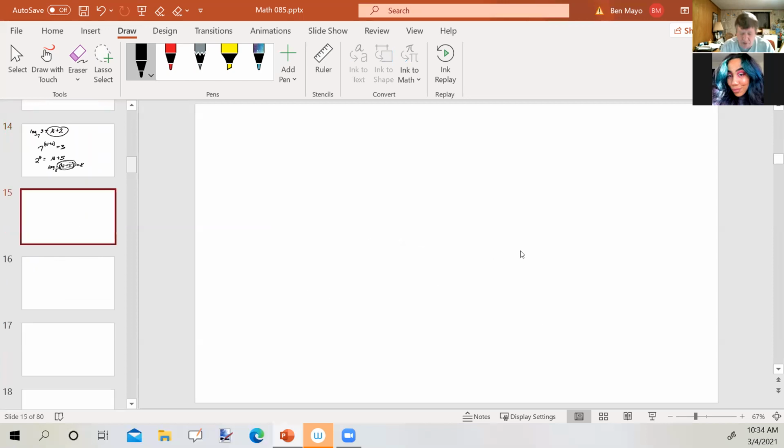Well, today's focus is going to be on this formula. A equals P times e to the rt power. And we use this when we have something that's growing or decaying continuously. All right, let's take a look at our first example.